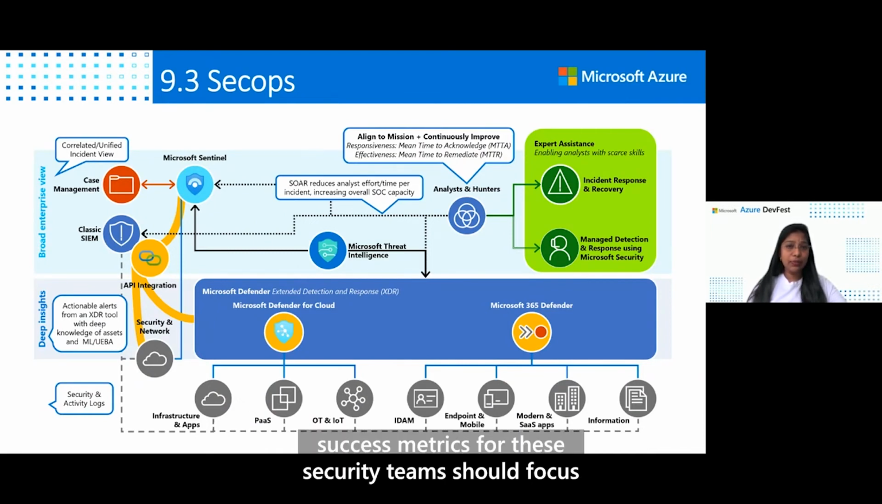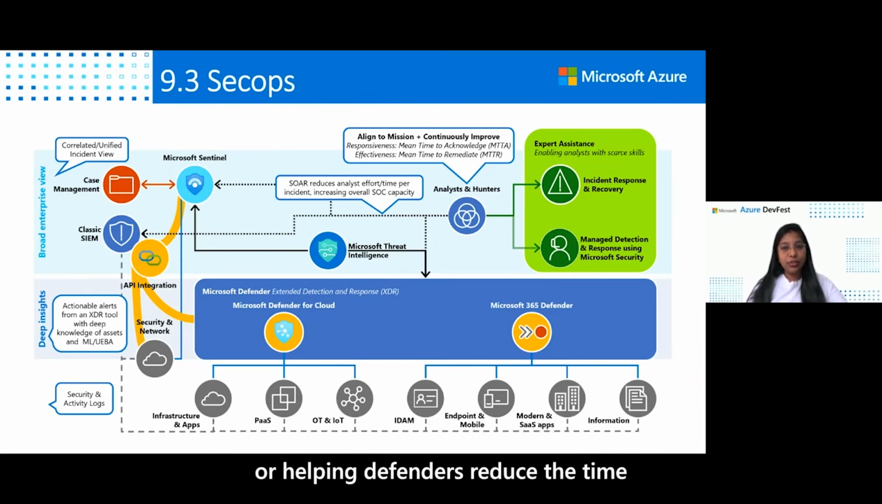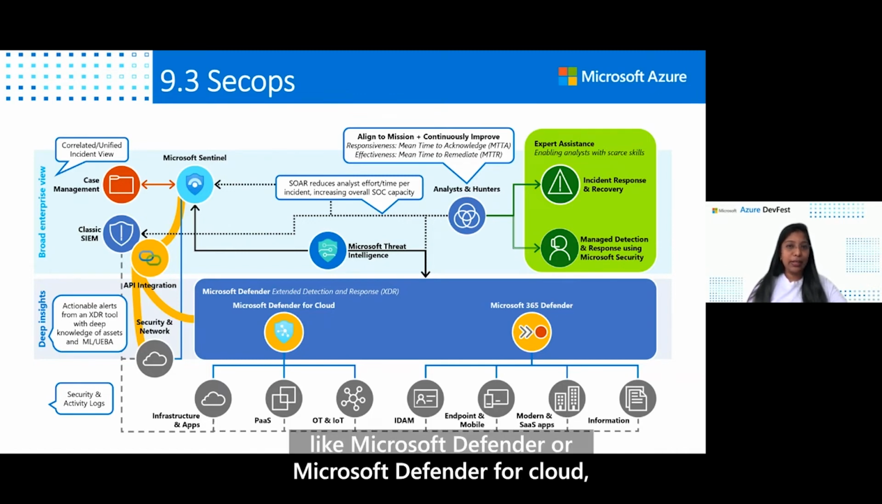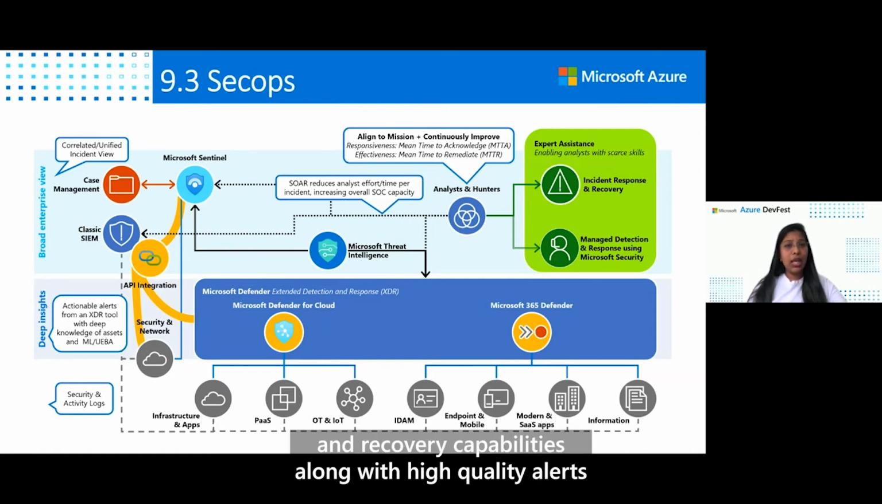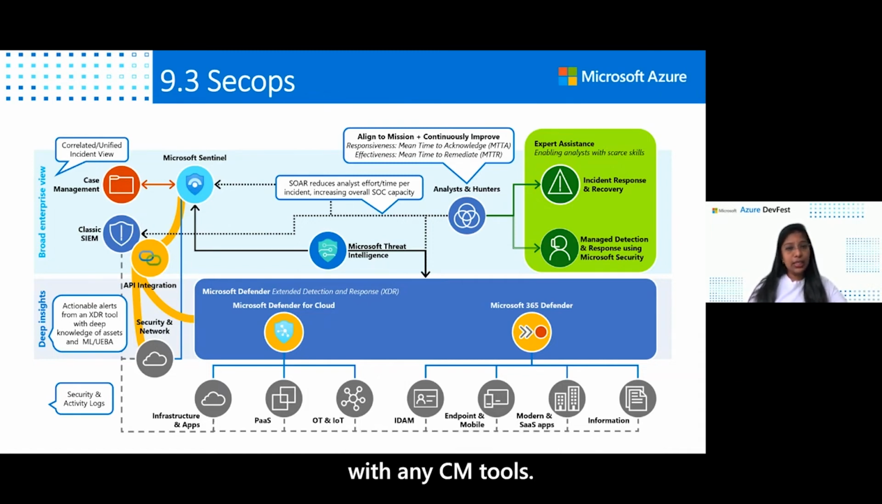Moving on, because these serious cyber attacks often happen in near real time with human attack operators, success metrics for these security teams should focus heavily on the time attackers have in the environment, on helping defenders reduce that time by using XDR tools, for example Microsoft Defender or Microsoft Defender for Cloud, which give deeper visibility into specific asset types and provide enhanced detection, response, and recovery capabilities, along with high quality alerts that have low false positive rates, by complementing this with any SIEM tools. For example, in Azure, we do have a native SIEM tool, that's Sentinel.